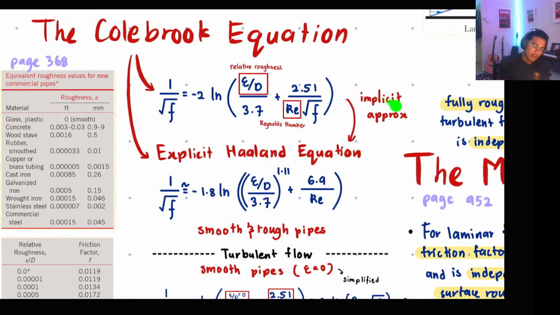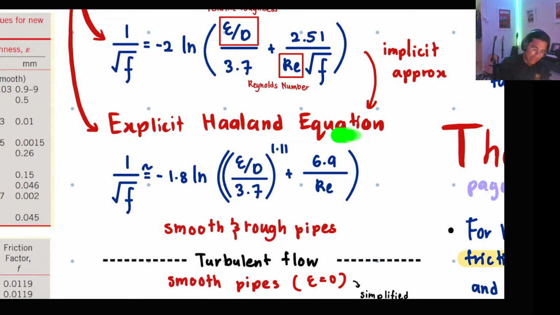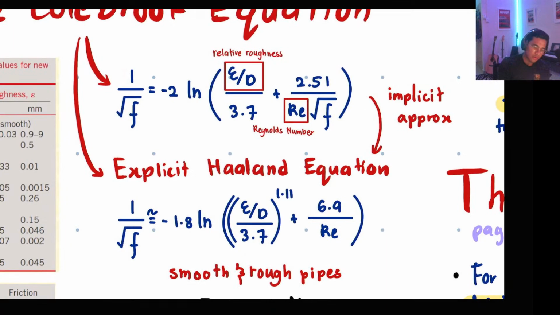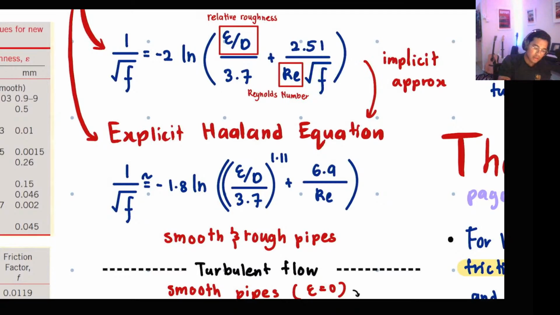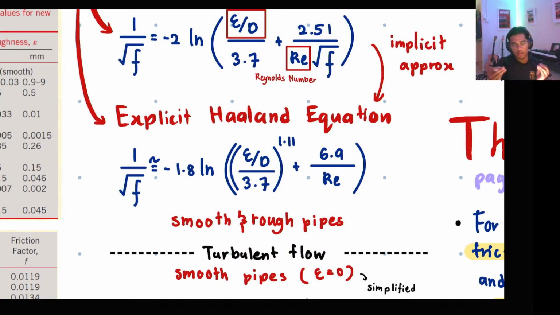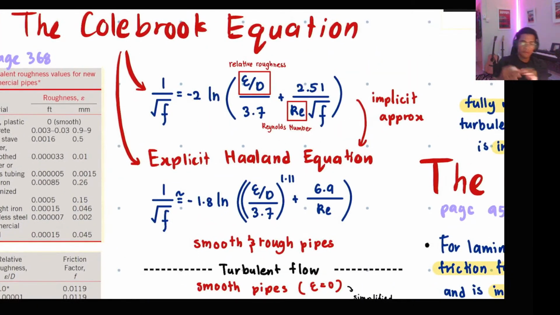So what is this approximation's name? It is called the explicit Haaland equation. The explicit Haaland equation also has the same variables, which are the relative roughness and the Reynolds number, but there is no friction factor. So this is much easier to solve. So if in a question you are asked to find the friction factor, you can use both the Colebrook equation and also the Haaland equation. But you need to mention that the Haaland equation is an approximation. It is not totally accurate. Okay.